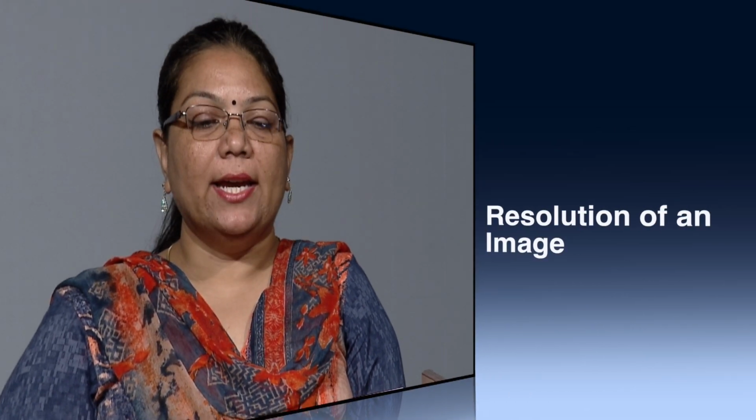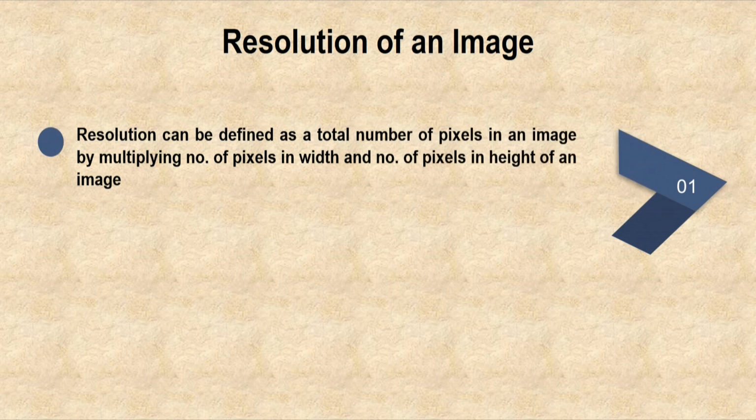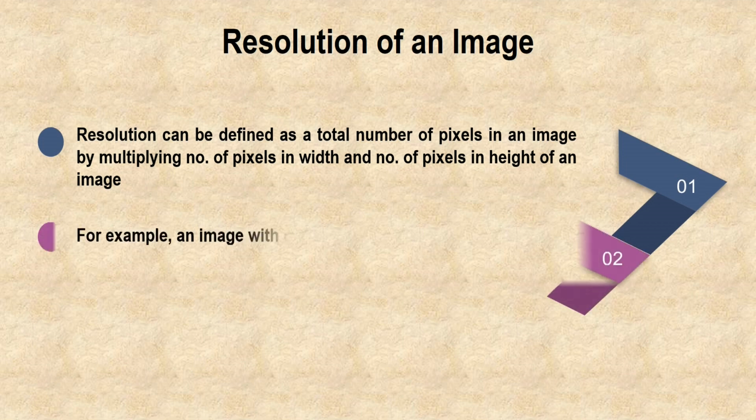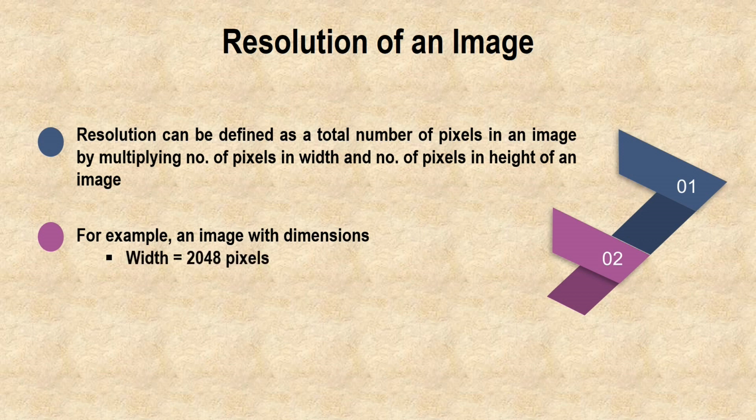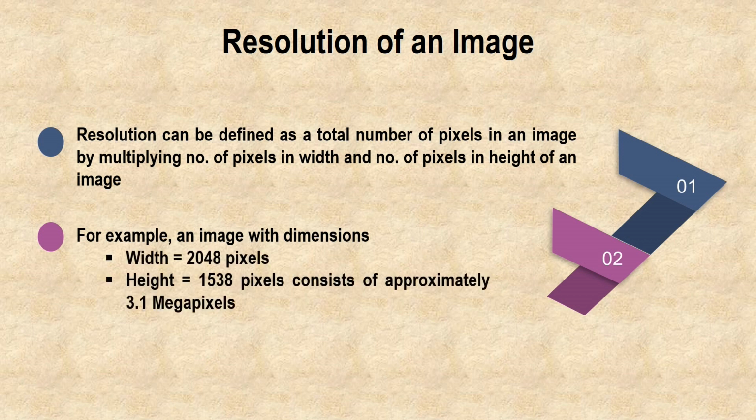Resolution of an image. It can be defined as the total number of pixels in an image, and it can be achieved by multiplying together the number of pixels in the width and the number of pixels in the height of an image. Say, for example, we have an image with dimensions width equal to 2048 pixels and height equal to 1538 pixels. By multiplying together these width and height pixels, we will get approximately 3.1 megapixels. So, we can think of the resolution of an image according to the width and height of an image.